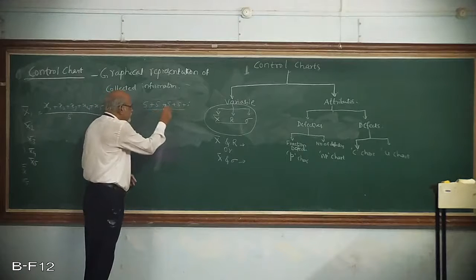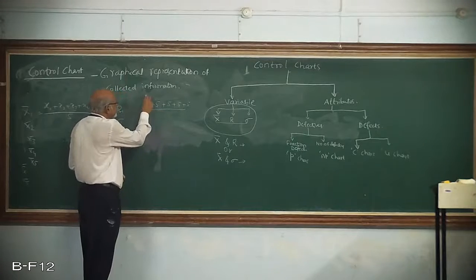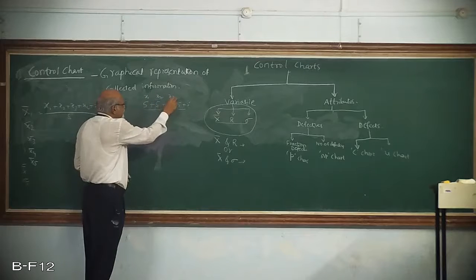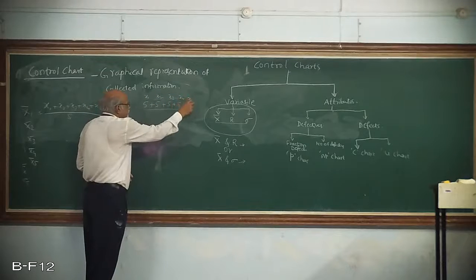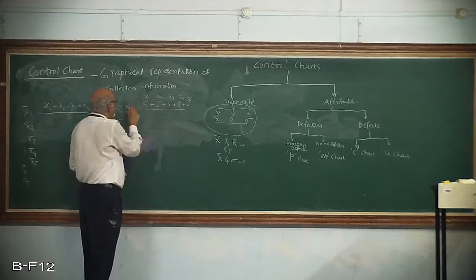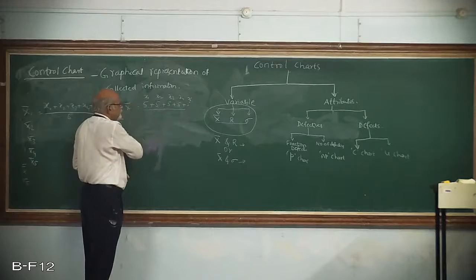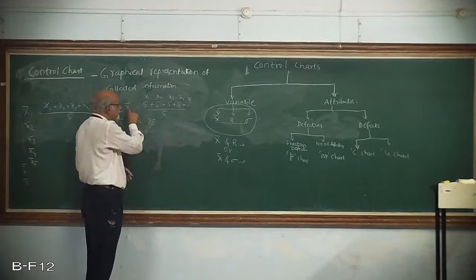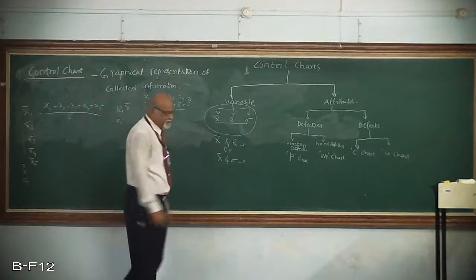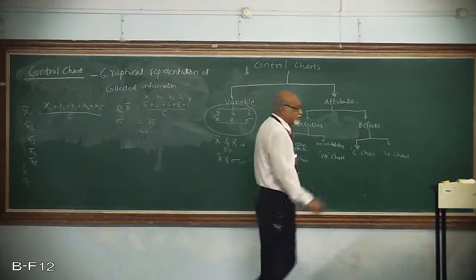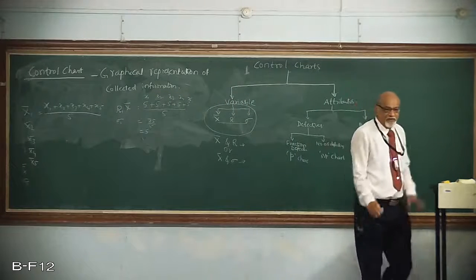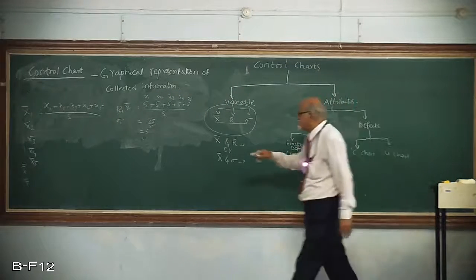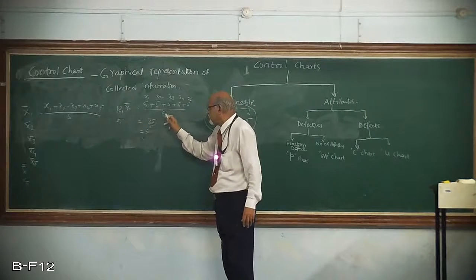Now I want to find the average value. That means these are X1, X2, X3, X4, X5. So I am going to find X bar. This has to be divided by 5. What is this going to be? 25 by 5, which is equal to 5. The average value is 5. When I have taken the sample, this is how I found the average value: I added it up and divided by 5.